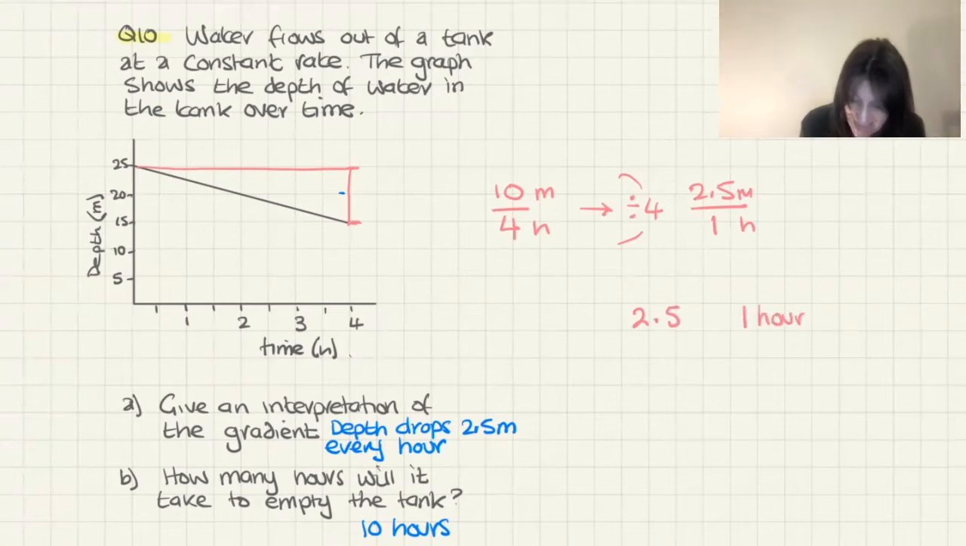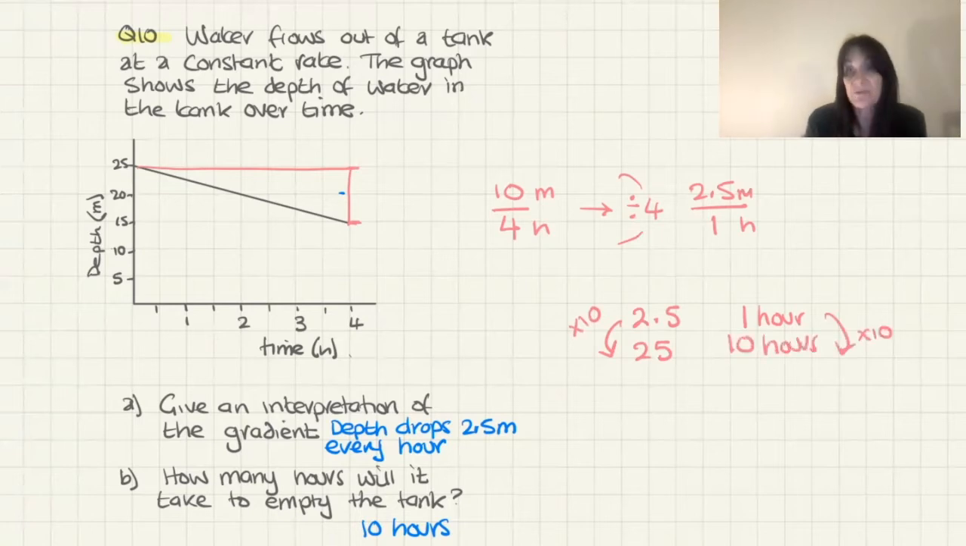I want to actually lose all 25. I only need to times by 10. So I do the same that side and I've got 10 hours. And I've just used ratios basically, because that's what it is. It's all in proportion. It's going at a constant rate, and that constant situation means I can use ratios in a way to look at that.